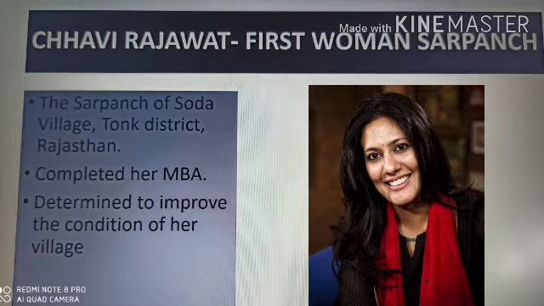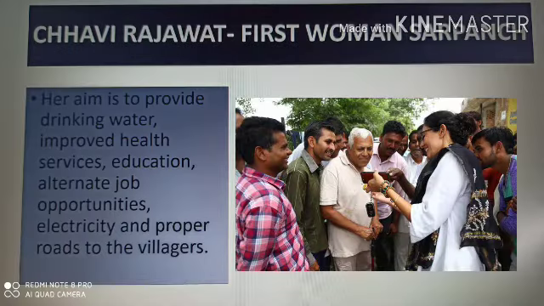She has aimed to improve her village and provide good facilities like good drinking water, improved health services, education, alternate job opportunities, electricity, proper roads, etc. All these things she aimed for, and she is still trying to achieve them. So, Chavi Rajawat, the first woman sarpanch.